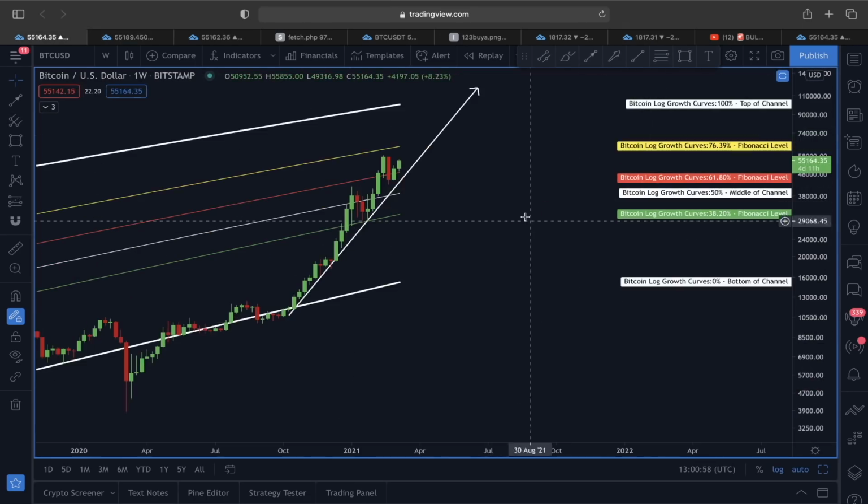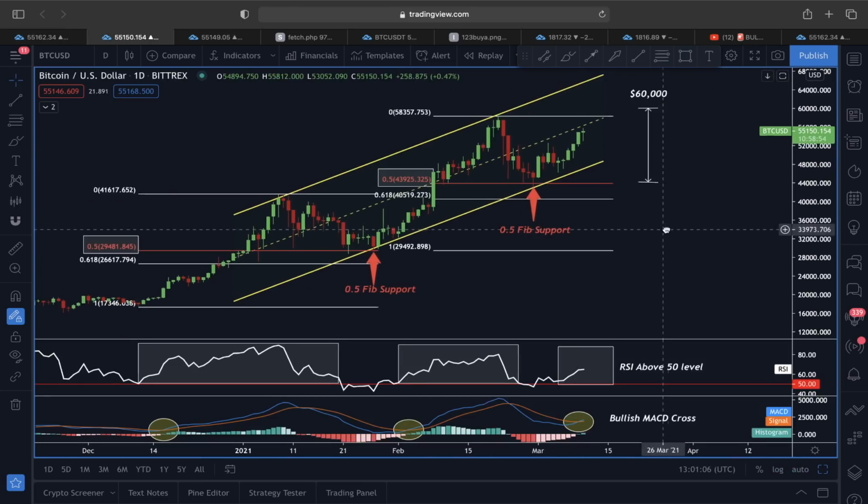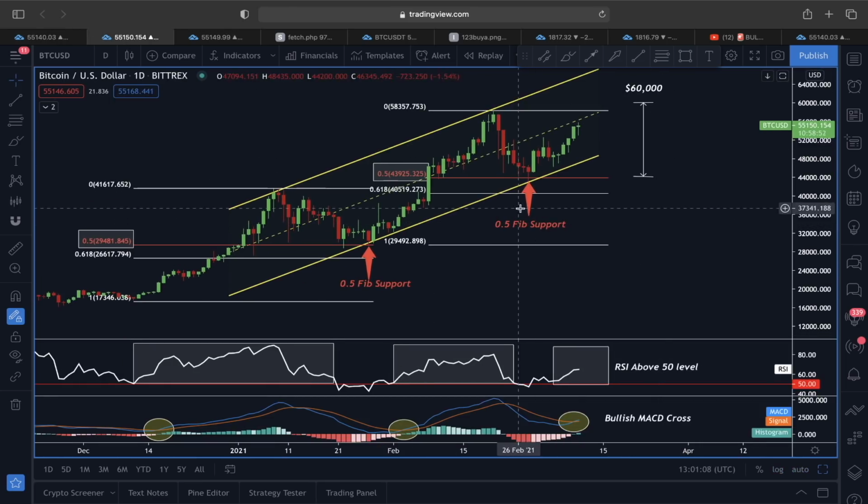And in a weekly time frame, there is some possibility of price to at least test this yellow line of 76.39 Fibonacci level. So in a daily time frame, this price is also flashing some bullish scenario, and also the RSI is above 50 level. As I've already said, every time you see price hitting an upper direction, also this RSI line above 50 level, that is a very good sign.